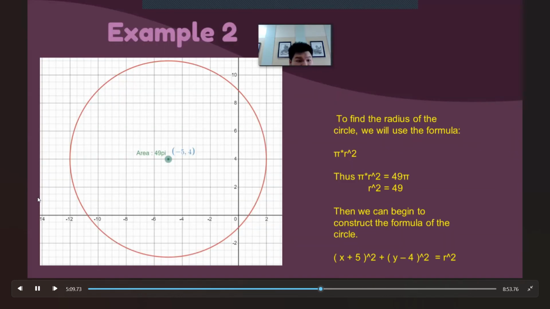The second example involves the use of the area formula we have previously discussed at the start of the video. What we currently have in hand is the area of the circle and the coordinates at the midpoint. The only element lacking is the radius of the circle, and we can obtain it by dividing the area by the pi value and squaring the answer. You know the drill. Input the radius and the coordinates into the circle equation if necessary.